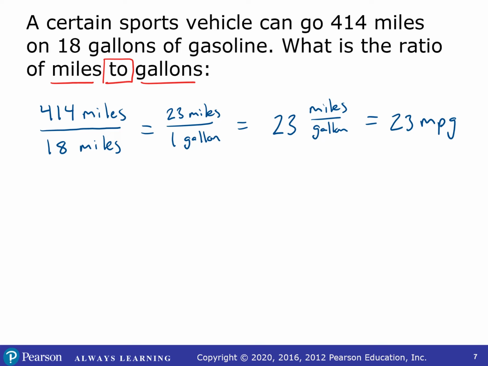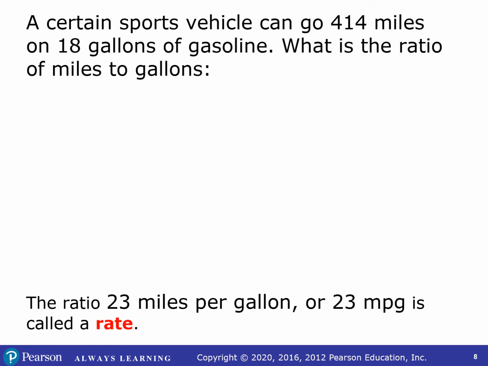And the reason it's called a rate is because of this part. When the ratio contains units, so the miles and the gallons, so 23 miles per 1 gallon, when the ratio contains units, it's called a rate. And now a rate, so the rate of miles per gallon would be 23 miles per gallon, or 23 mpg.